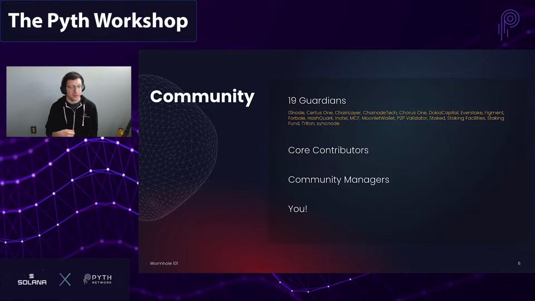We see contributions there. Then we have these 19 guardians. The 19 guardians help secure the network by watching nodes of each of the connected chains and confirming the validation of transactions that occur there. Everyone always asks me who are the 19 guardians. So to just cut that out, I listed them here on the slide.